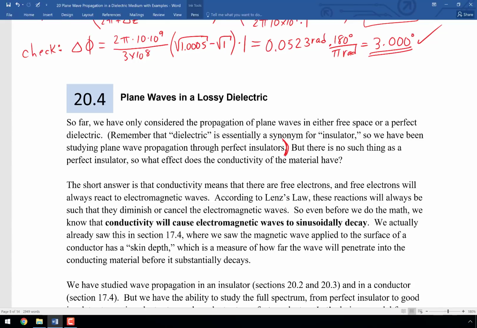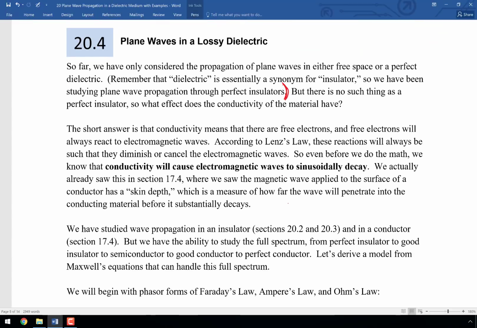And the short answer, without even doing any math, conductivity means that there are free electrons. Free electrons will always react to electromagnetic waves. And according to Lenz's law, those reactions will always be such that they diminish or cancel the electromagnetic waves. So even before we do any math, we can tell that conductivity is going to cause electromagnetic waves to sinusoidally decay. They won't stop oscillating, but they're in their death throes. As they're oscillating, it's the last few oscillations before they eventually decay down to nothing.